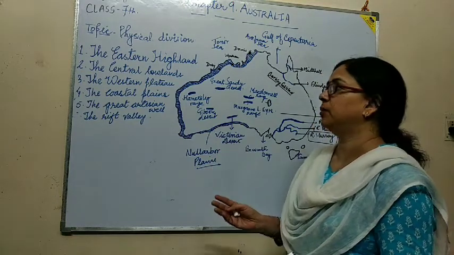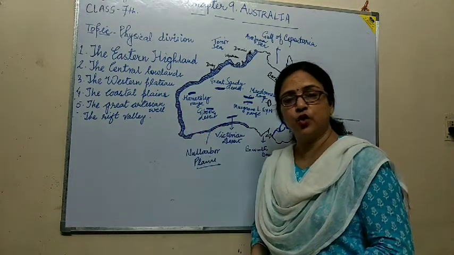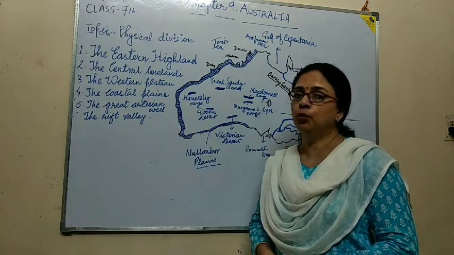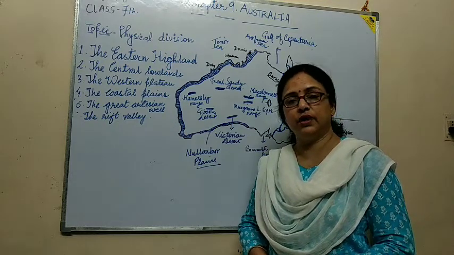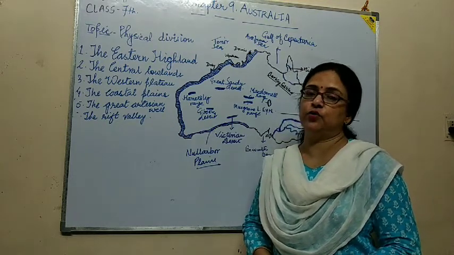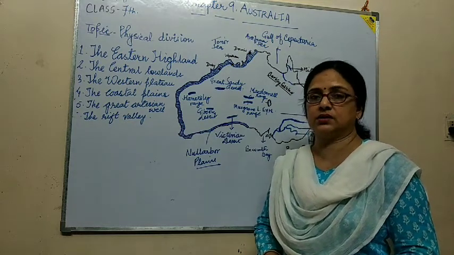So here we have completed the first four main physical divisions of Australia. Two more important features are left, the Great Artesian Basin and the Rift Valley of Australia, which we will discuss in our next class.